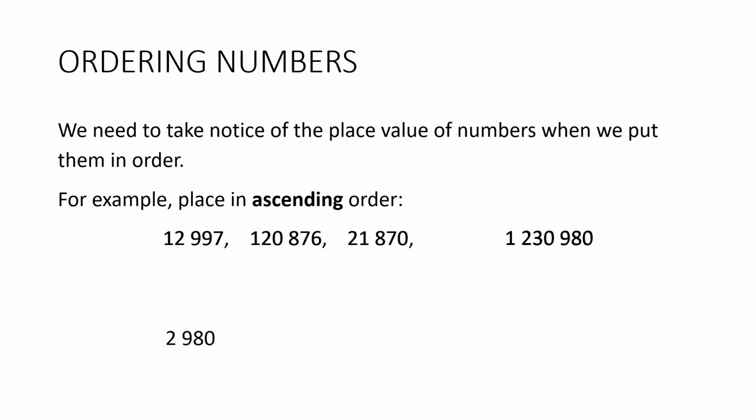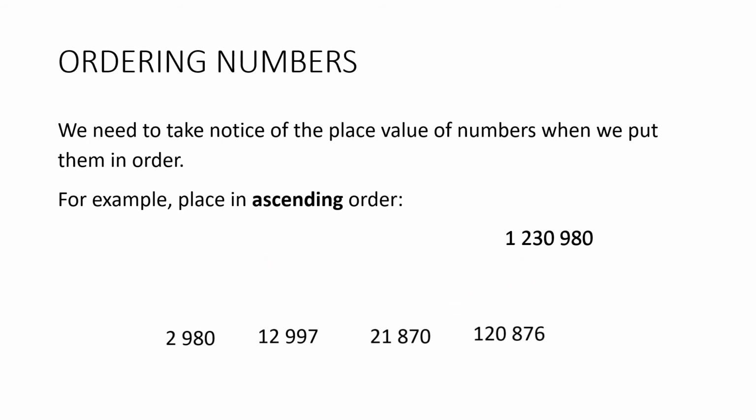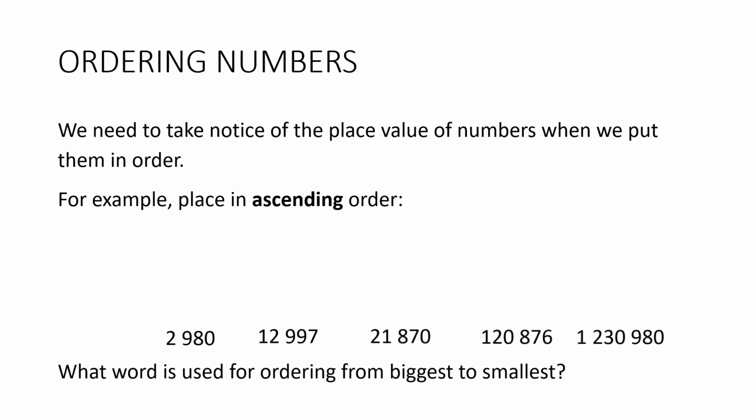Now the second one, we've got two numbers that are in the 10,000s, and this is the smallest one, so it goes next. And followed by 21,870. And then finally we've got this one here, which is in the 100,000s, and this one is the biggest. There we go. What word is used for ordering from biggest to smallest? Do you remember? It's descending.